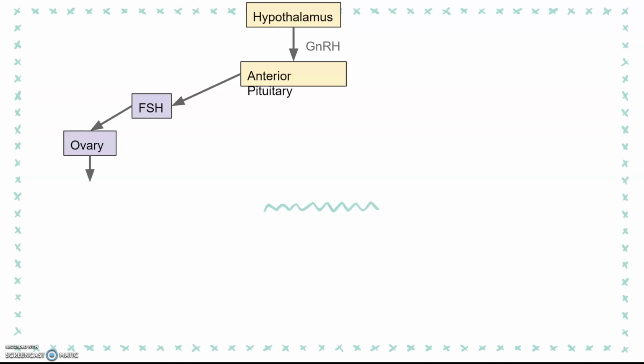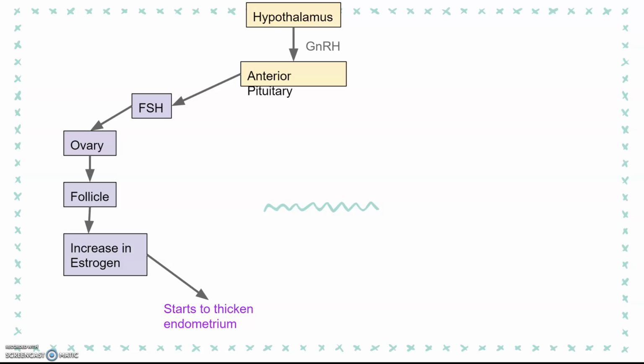Once that follicle is starting to mature, and it's a mature follicle, we're going to see the release of estrogen. So we're going to increase estrogen, and the increase of estrogen causes us to start the thickening of the endometrium lining. So early on in the feedback loop, we're going to start the thickening of the lining that's inside the uterus.